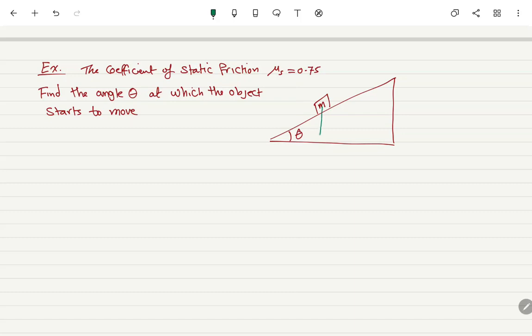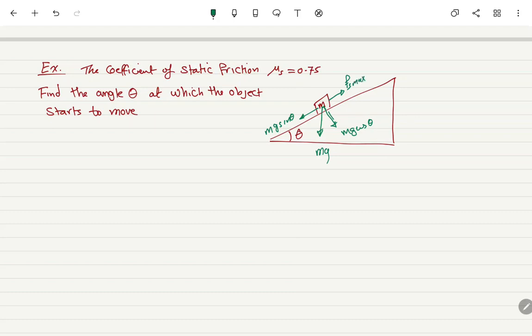Now the weight is directed downward. It's mg, and since we have theta here, this component is mg cosine theta, and this one is mg sine theta. Since we have a frictional force, it will be somewhere like this. So this is Fs, and now it should be Fs max.